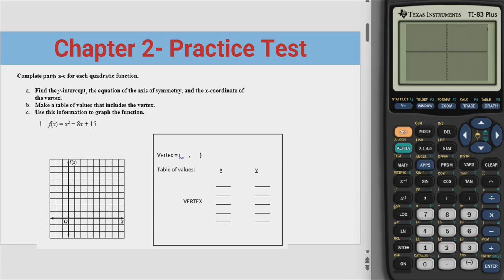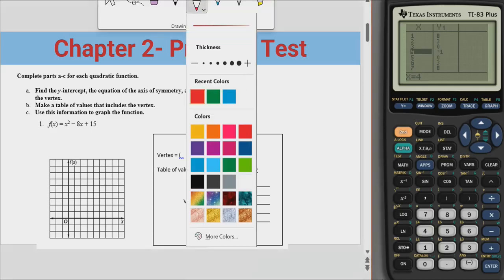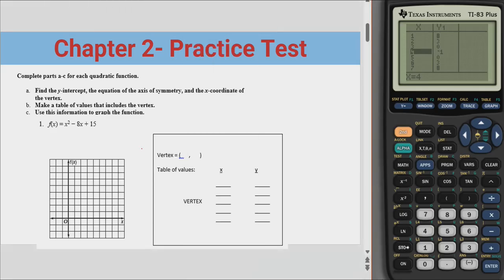I'm going to hit graph, get a little picture of what we're looking at, and then I'm going to go to table. Okay, so here we are looking for the vertex. The vertex is that spot where we see symmetry in the data, right here. I see 1, 8, 7, 8, 2, 3, 6, 3, right? This point right here does not have a match. So that is going to be my vertex.